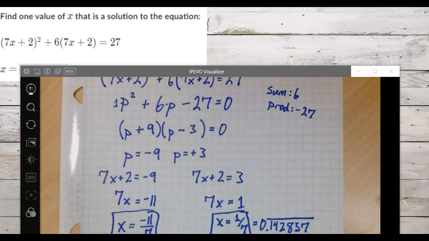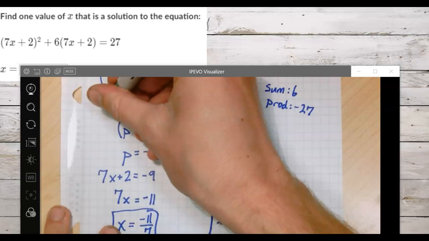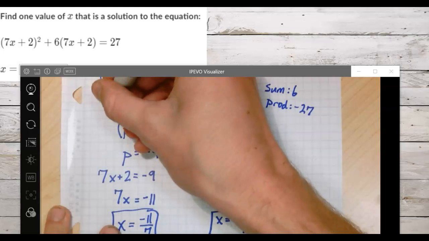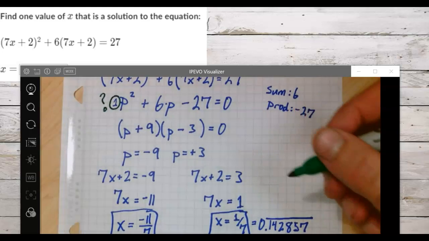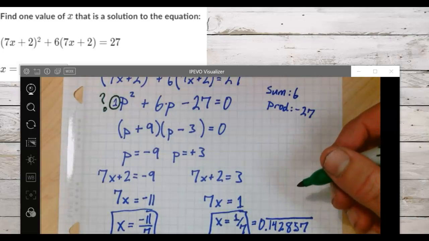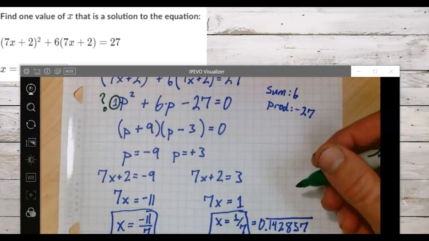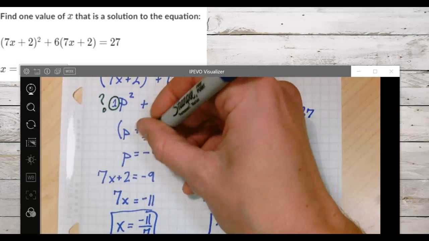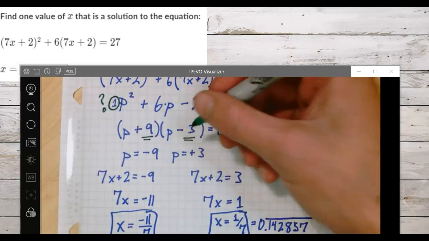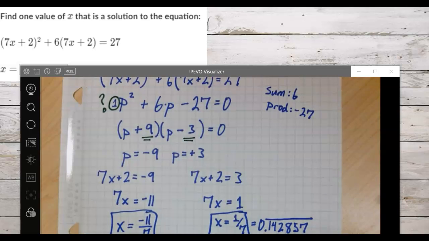Now, that's great. Until... maybe I'll use green. Red is a little intense. Until... what if our leading coefficient isn't 1? Or what if, no matter what we try, the constants in the binomials just don't work out? Alina?